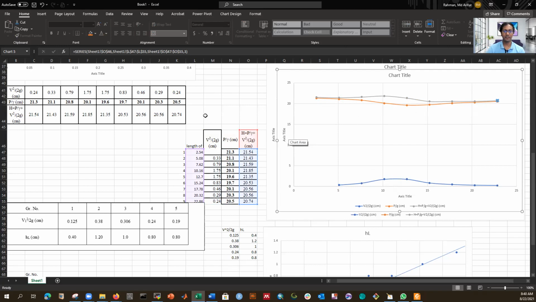And what have we learned today? What is Bernoulli's principle? Bernoulli's principle is nothing but a summation of elevation head, pressure head, and velocity head, if the flow is in steady state condition, or if the flow is incompressible, or if the flow is non-viscous. So that is the condition.